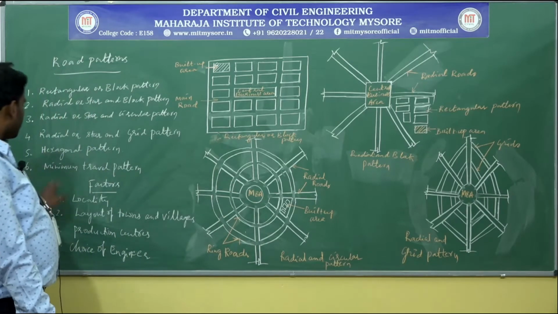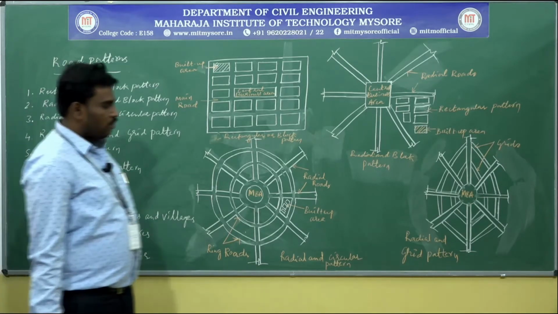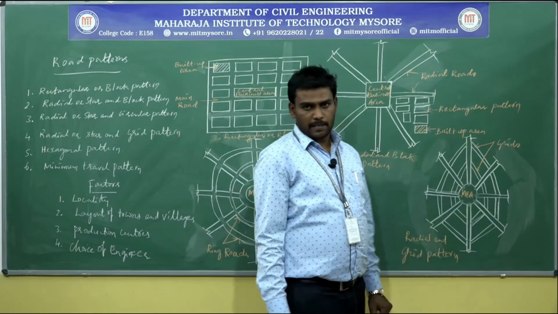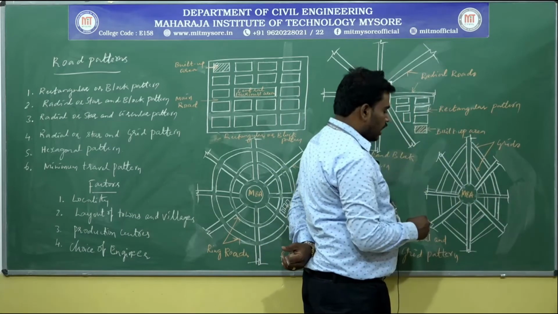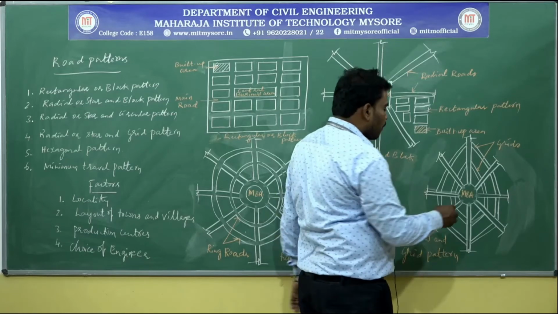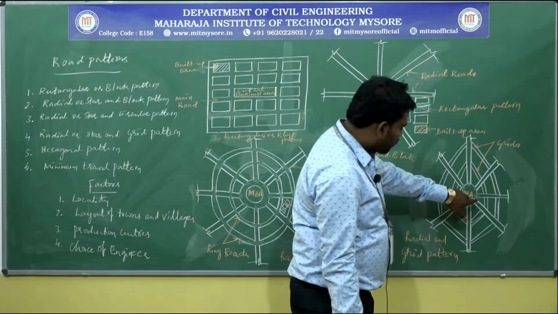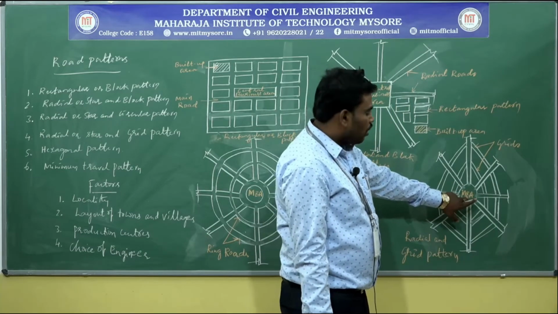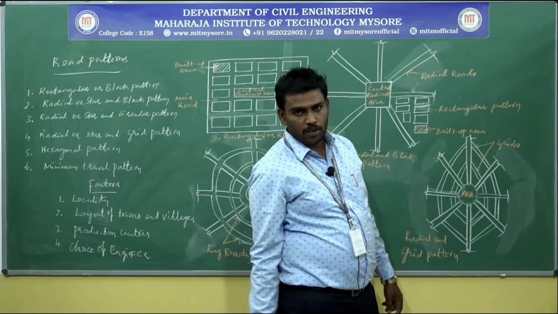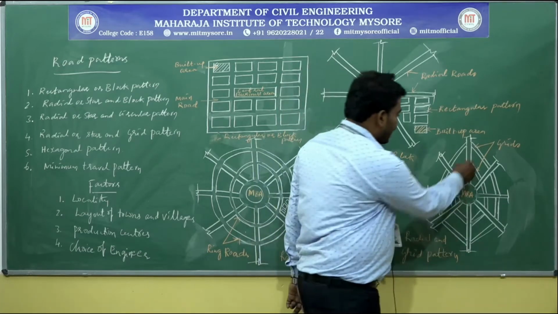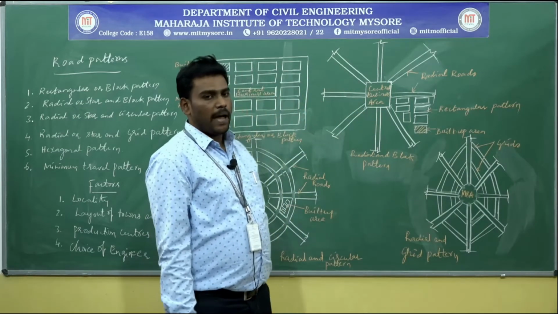Okay, next it is the radial and grid pattern, the fourth one. You may observe here, the entire area is divided into a network of roads. Those roads will be radiating outward from the main business area, MBA, which means main business area. And those radial roads will be connected by grid roads. That's why it is the radial and grid pattern.